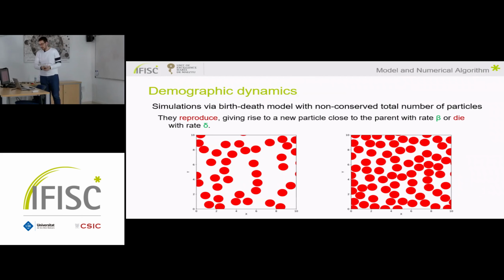How are these events produced? When an event is produced, we choose one particle at random. For example, in this case, we choose this one and check all the surroundings to see if a new particle can be placed there. If it's green, the newborn particle cannot be placed there because there is another particle and they would overlap. And if it's blue, the particle can be placed there. Among the available places, we choose one at random. And the chosen one is where the newborn particle will be placed.